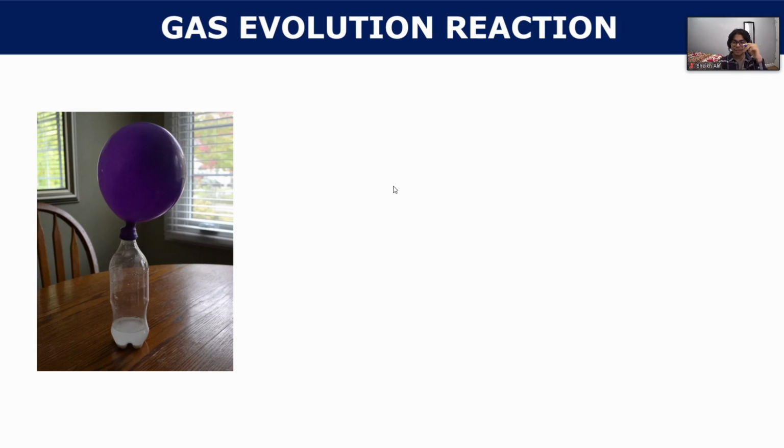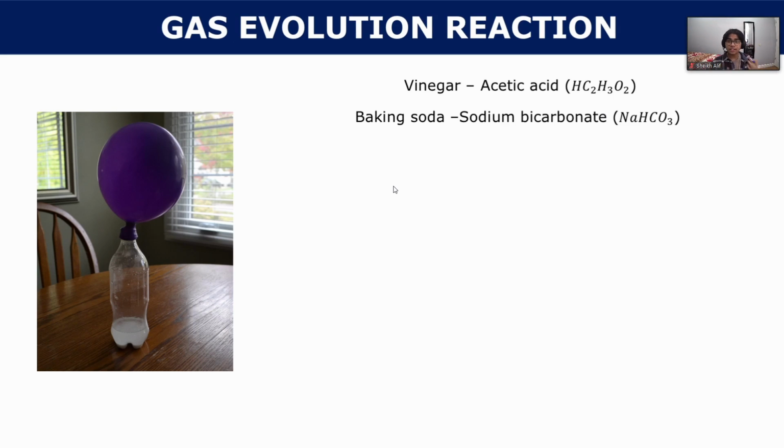So you might have done this experiment when you were younger, where you take baking soda and vinegar, and you put a balloon over it, and the balloon blows up. And let's take a deep look at what's really going on chemically. So we have vinegar, which is acetic acid, and baking soda, which is sodium bicarbonate, and we are putting that in a chemical formula.